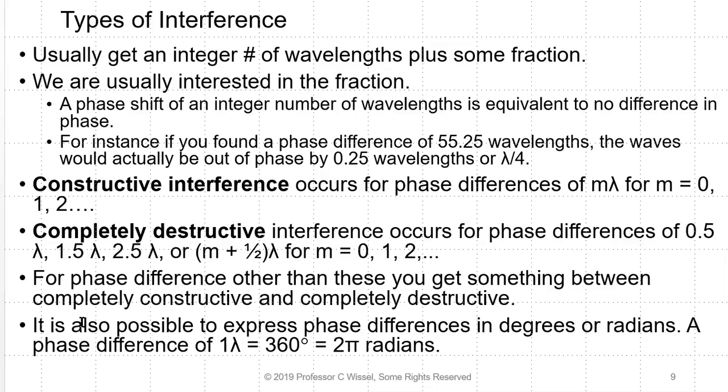For a phase difference different from these, you get something between completely constructive and completely destructive. It's also possible to express phase differences in degrees or radians. A phase difference of 1 wavelength is 360 degrees, or 2 pi radians.